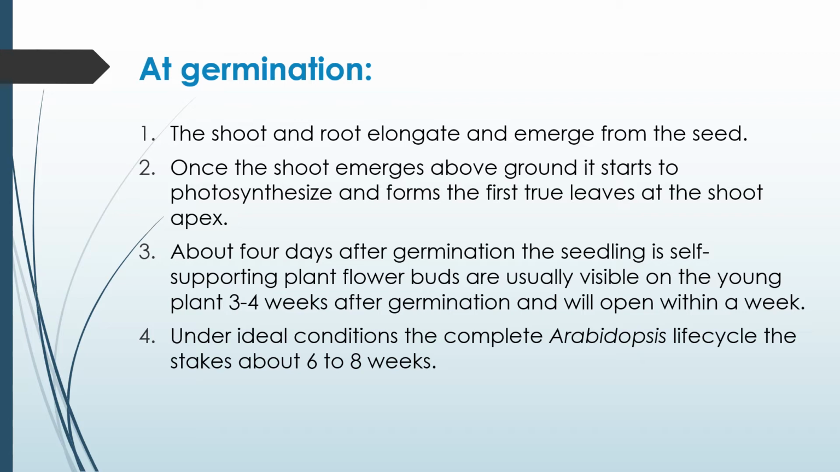Okay? So, about 4 days after germination, the seedling is already a self-supporting plant, and flower buds are visible on the young plant 3 to 4 weeks after germination and will open within a week. So, under ideal conditions, the complete Arabidopsis life cycle will take about 6 to 8 weeks. Okay? So, its growth time is very, very short.